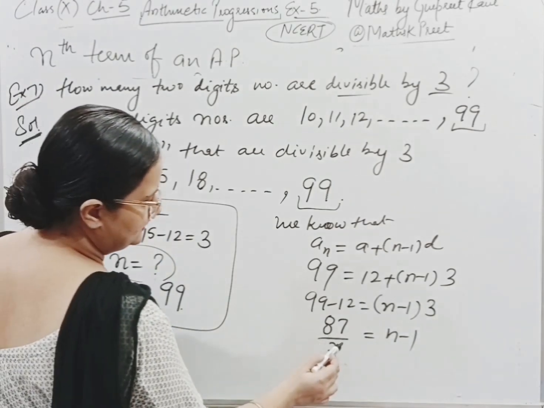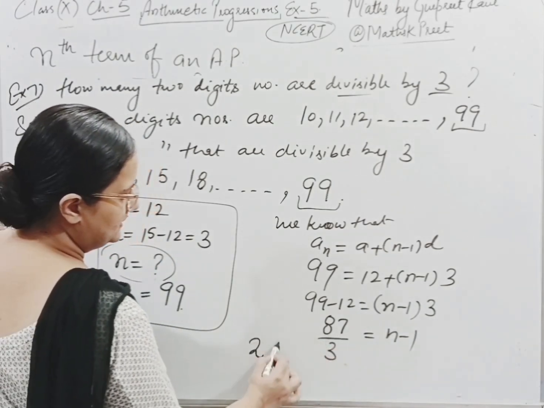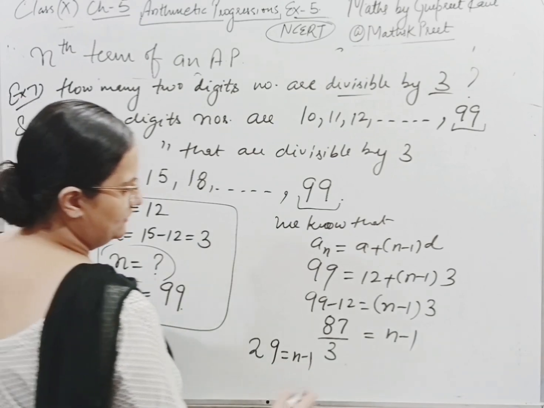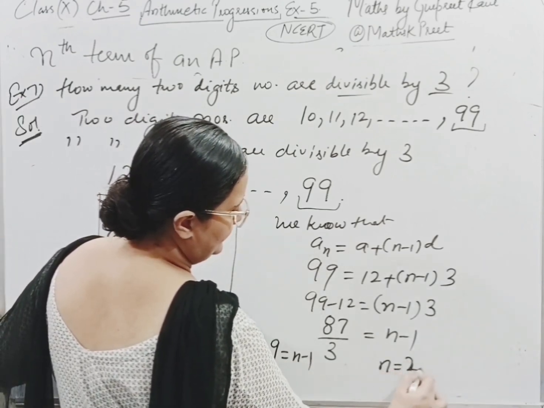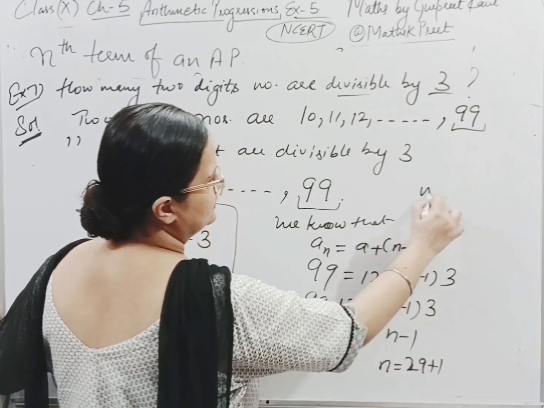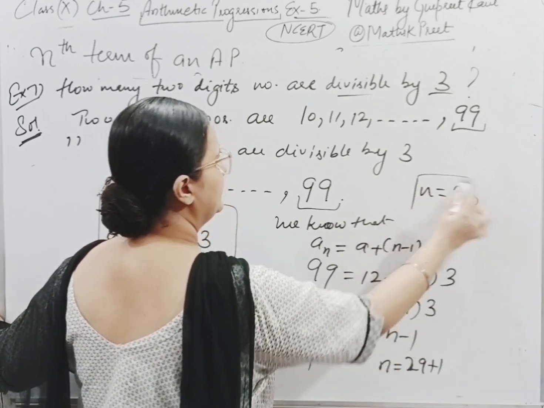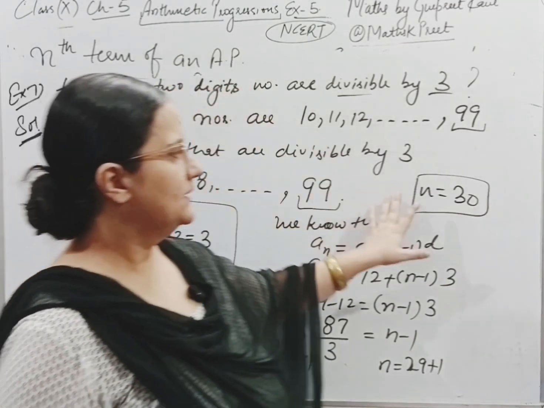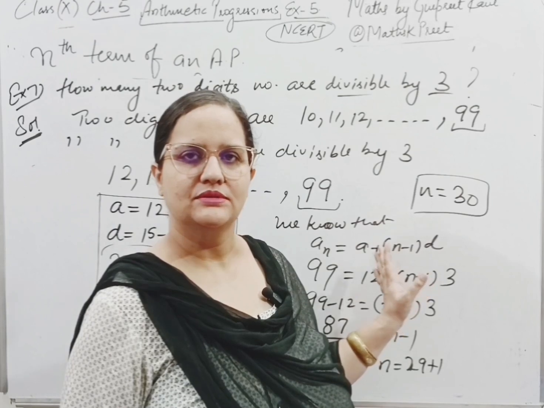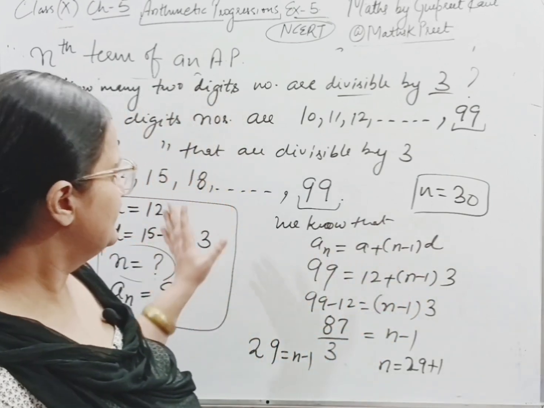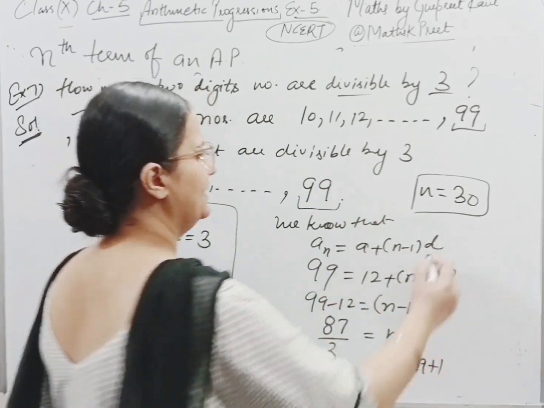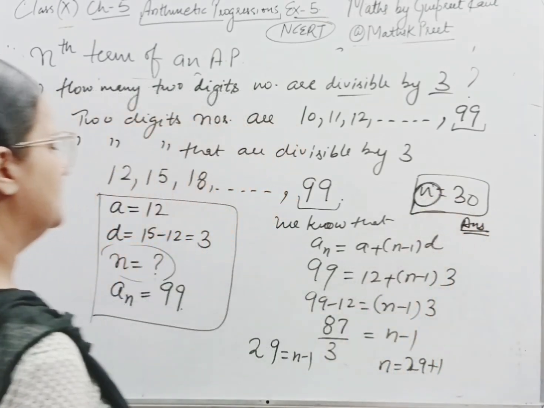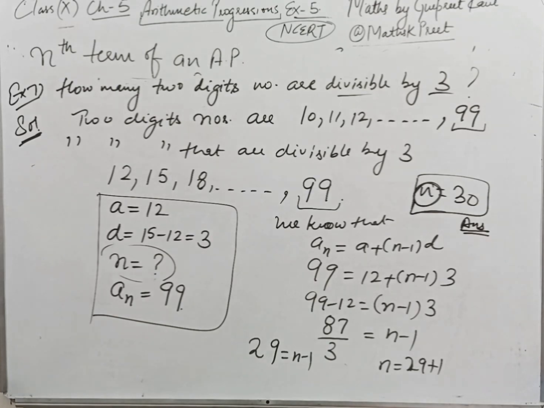So 3 1s are 3, 3 2s are 6, 3 9s are 27. 29 is equal to n minus 1. So what is the value of n? 29 plus 1. So I am getting n is equal to 30. So how many 2-digit numbers? 30 such numbers will be in the sequence, which is divisible by 3. So this is my answer. n is giving us how many numbers. So this is how we will do this example 7.